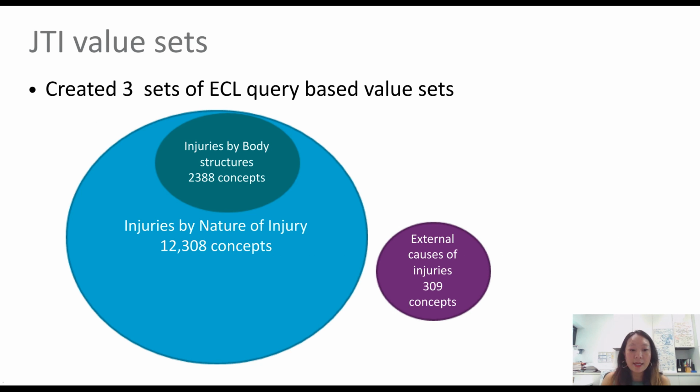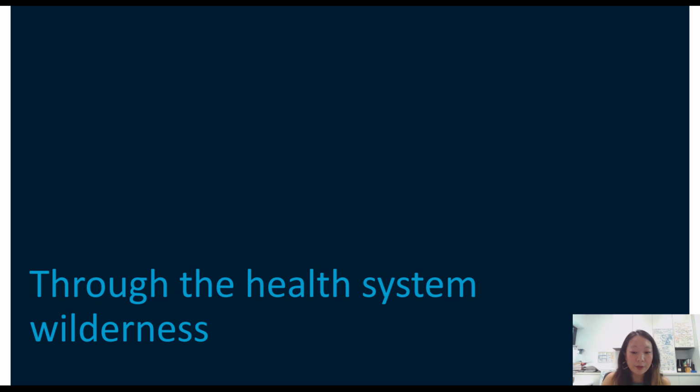So we took these three sets and we applied them to SNOMED just to identify all of these concepts within SNOMED. On doing that, for injuries by nature of injury, so the overarching injury set, we had just over 12,000. Injuries by body structure was only 2,388. And then the external causes of injuries sat on the side, and there was only 309 of those.